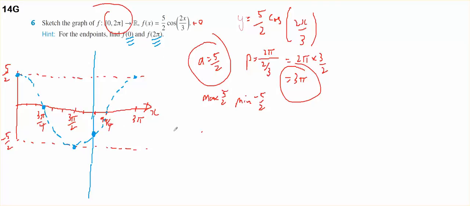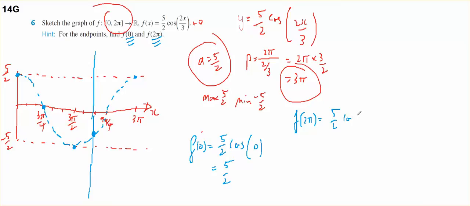So I think I'm going to have negative something. So f of 0 is going to be 5 on 2 cos of 0. And the cosine of 0 is 1, so that's 5 on 2, and I agree. f of 2 pi is going to equal 5 on 2 cos of 2 times 2 pi on 3, which is 4 pi on 3. So I need to find the cosine of 4 pi on 3.